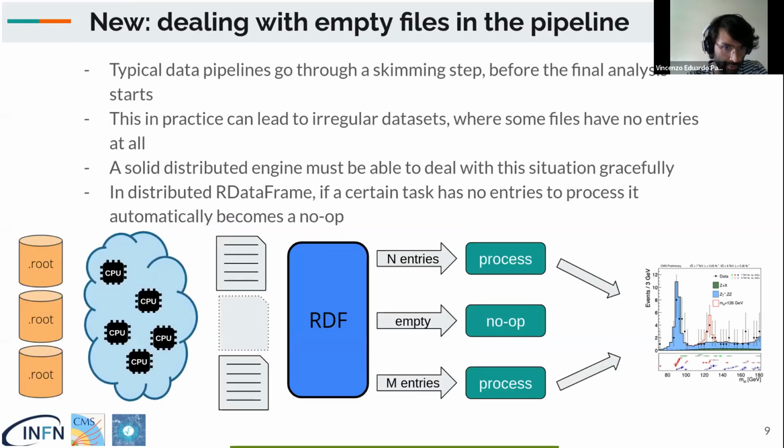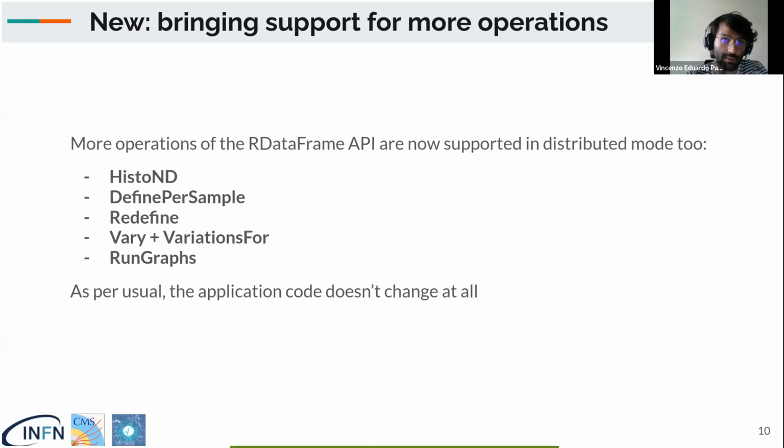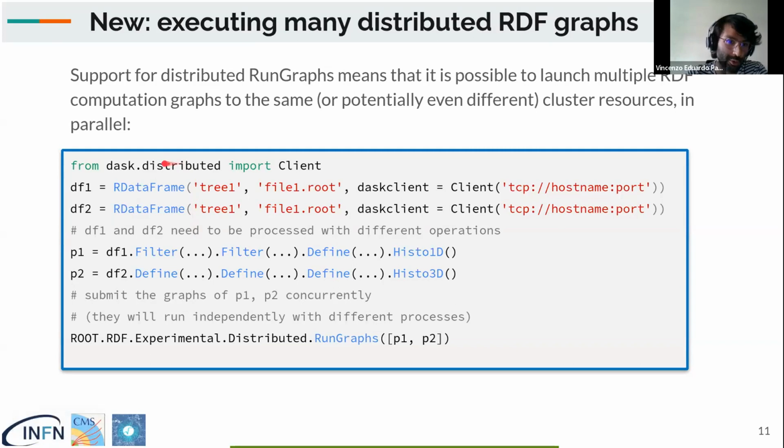And this was crucial, in general, as a distributed engine, to have some flexibility in the kind of scheduling that you can drive to the computing cluster. Together with this, a whole lot of other RDataFrame operations were added to the distributed layer. Here I am listing them. There's define per sample, there's redefine. And then there are two, let's say, maybe more common or more important ones that are the systematic variations and the possibility to run multiple RDataFrames concurrently, distributedly in this case. So let me just say a few more things about those two.